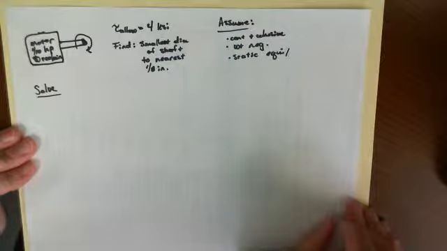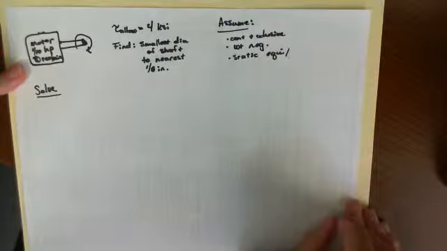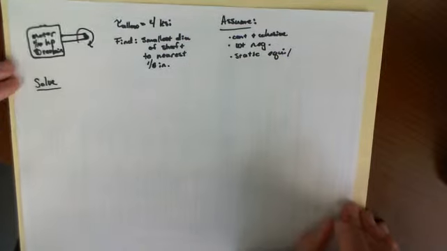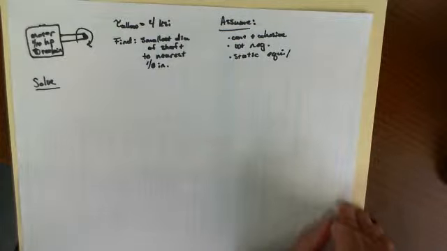Here's an example problem again for looking at power. We have a motor that's applying torque to a shaft. It's a 1/10 horsepower motor and it spins at 80 revolutions per minute. The allowable shear stress on the shaft is 4 KSI. I need to find the smallest diameter of the shaft to the nearest 1/8 inch.